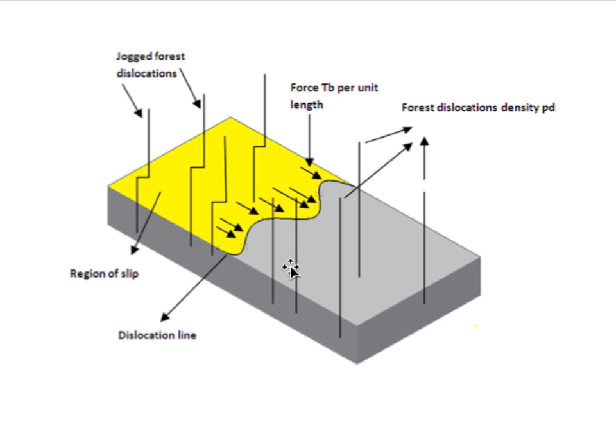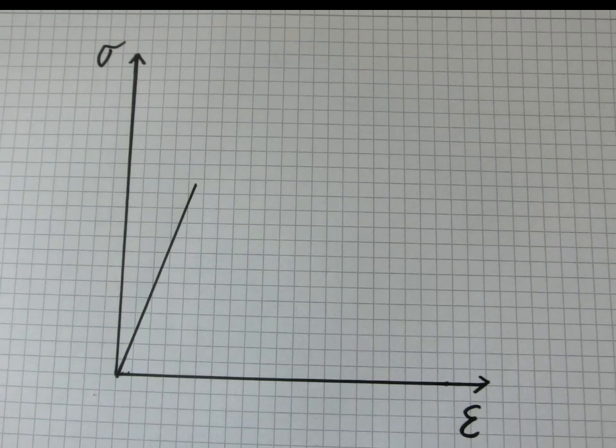And after a while, they are hindering each other more and more, and the free areas where they can slip will be smaller and smaller, and the material gets harder and harder. And finally, the dislocations cannot move at all. They are actually stacked on each other, and the material breaks. Now we will discuss this out of a stress-strain diagram.